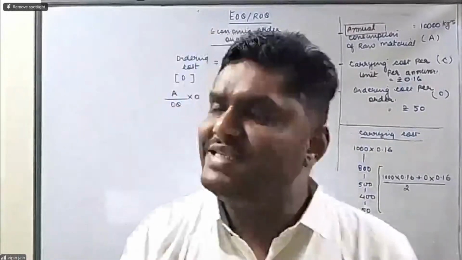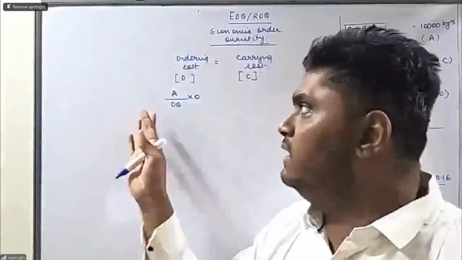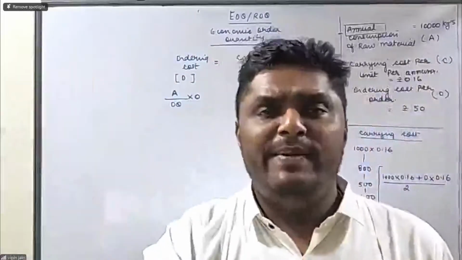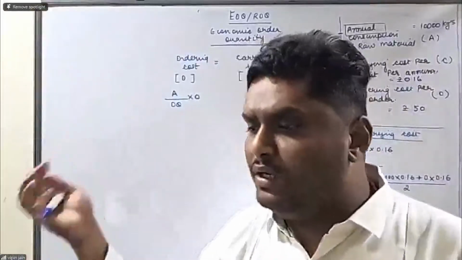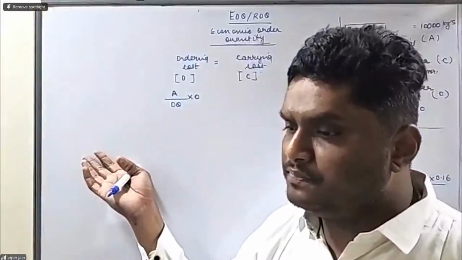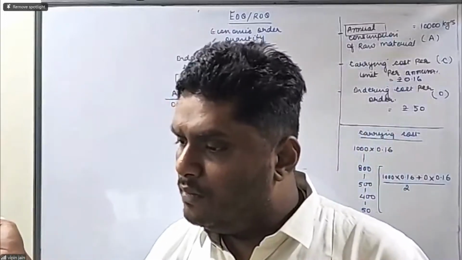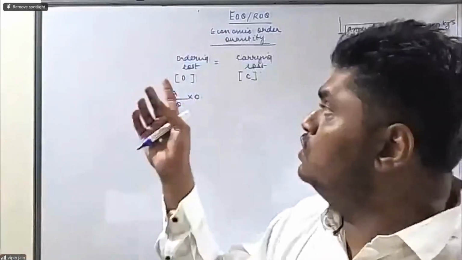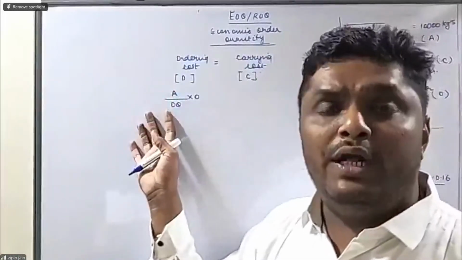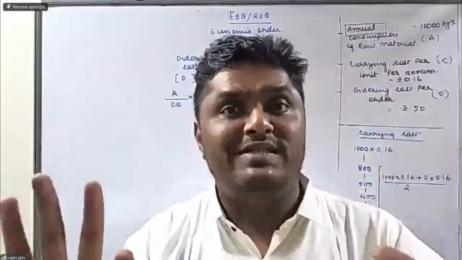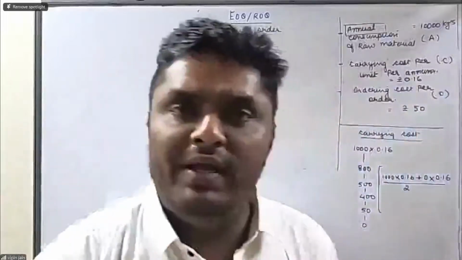How did you calculate the ordering cost? A, my annual consumption, that is 10,000 units, divided by order quantity. It can be 1,000, or 2,500, or 5,000, or 10,000, whatever it is. So A is my annual requirement, 10,000, divided by my order quantity. Then the number of orders comes, into the ordering cost per order. This is how we get ordering cost.